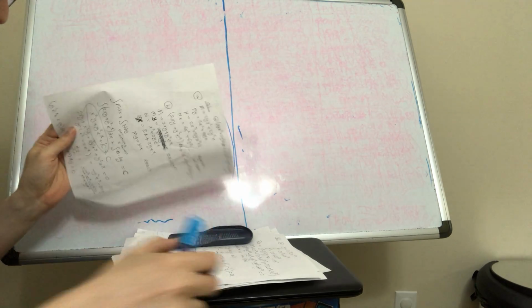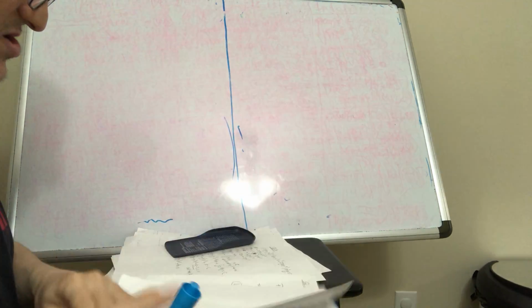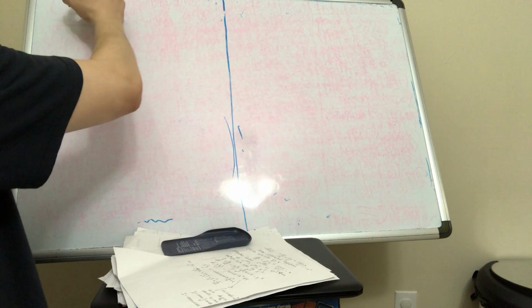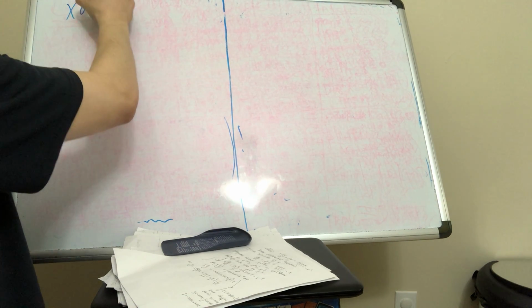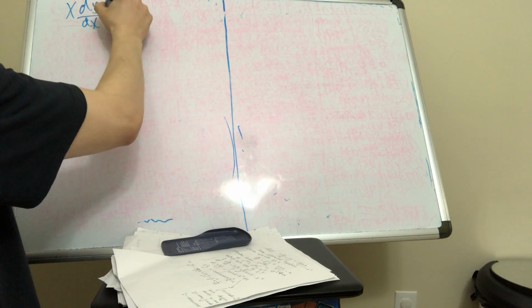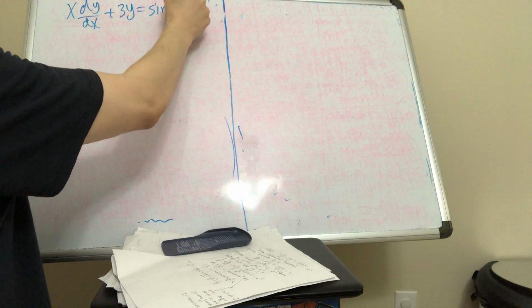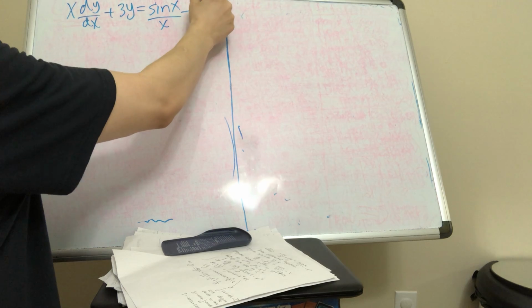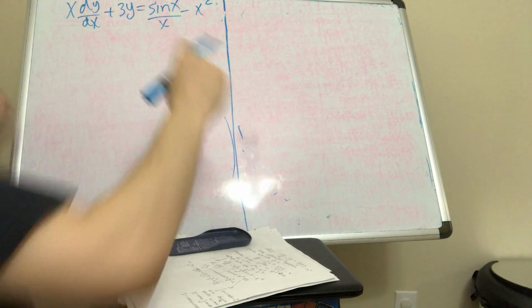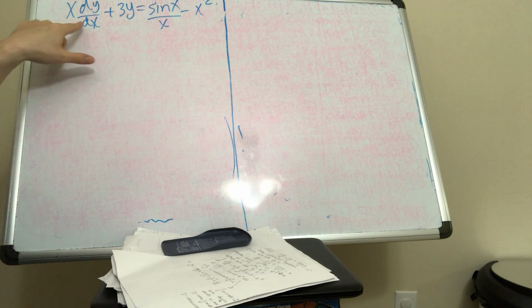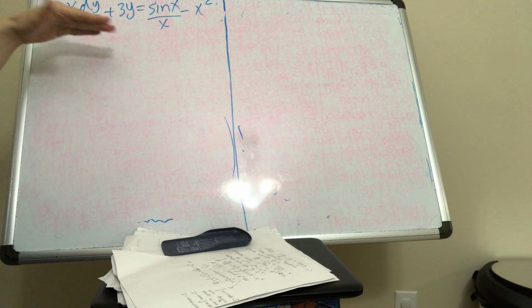Now remember the question 2a. Remember this question? And we say it's linear because y is to the power of 1. We had to isolate the dy over dx.